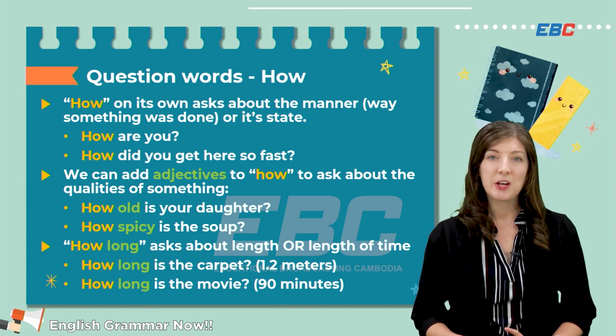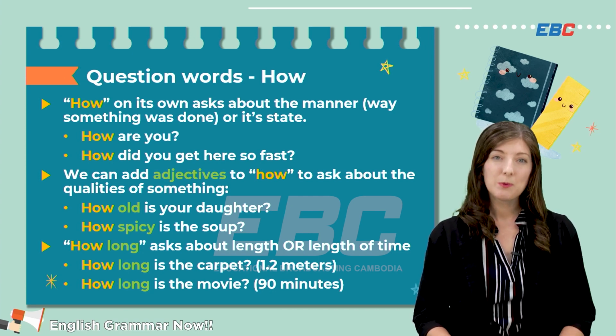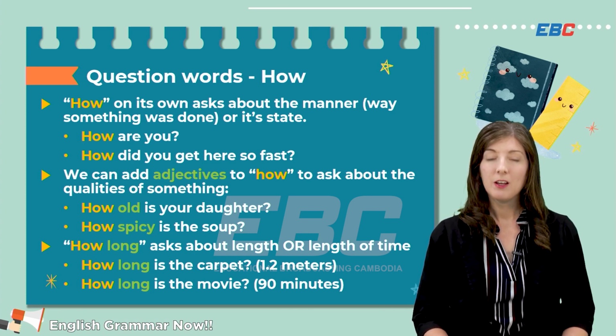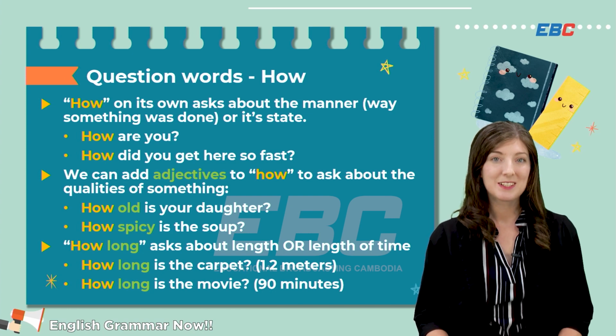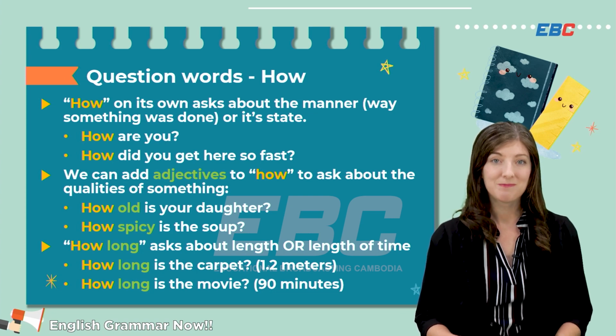We could also add an adjective together with how. This will help us ask about the qualities of something. For example, we could ask, how old is your daughter? Or, how spicy is the soup? That will help you to add a more specific word into your question.